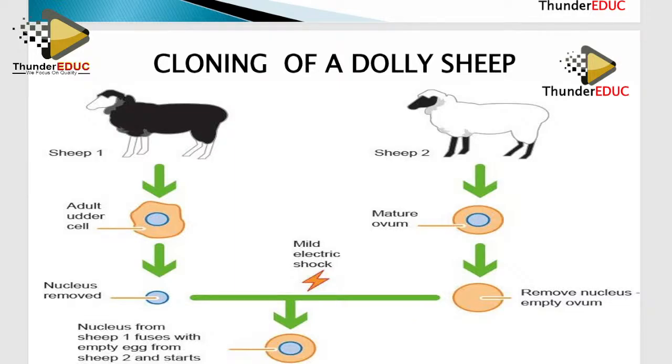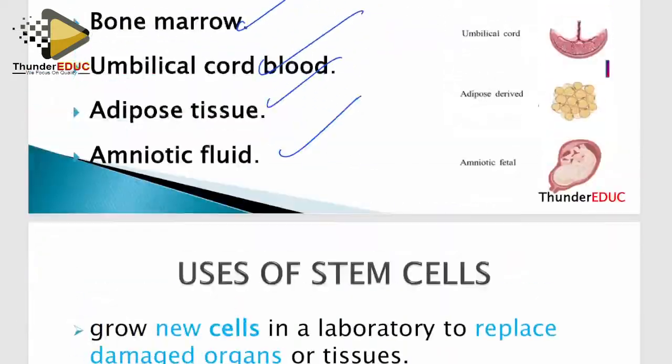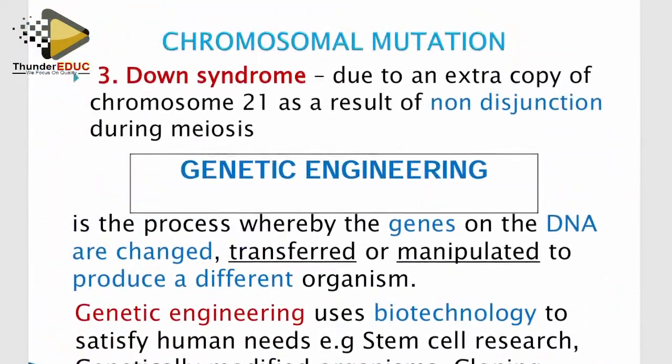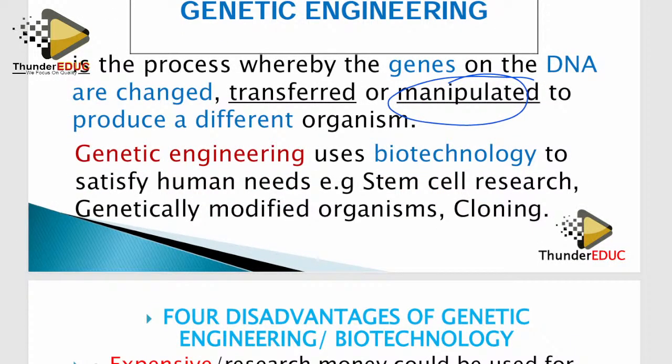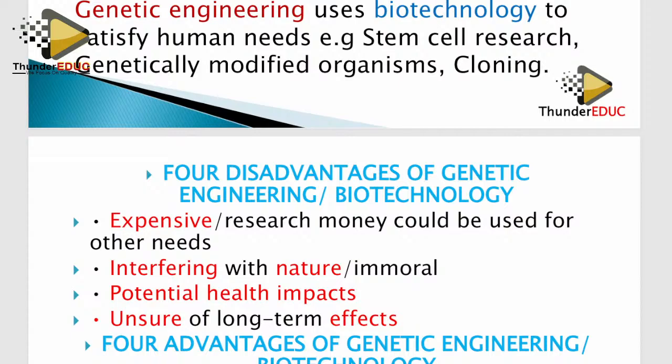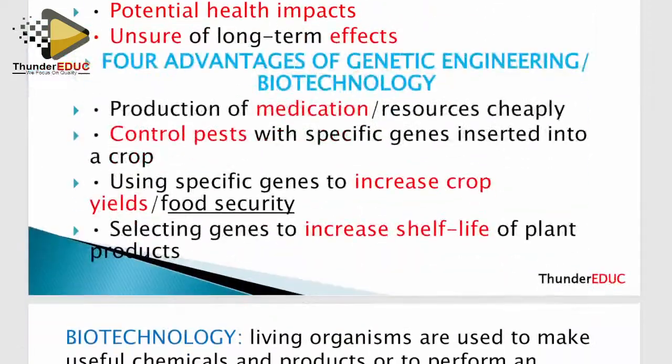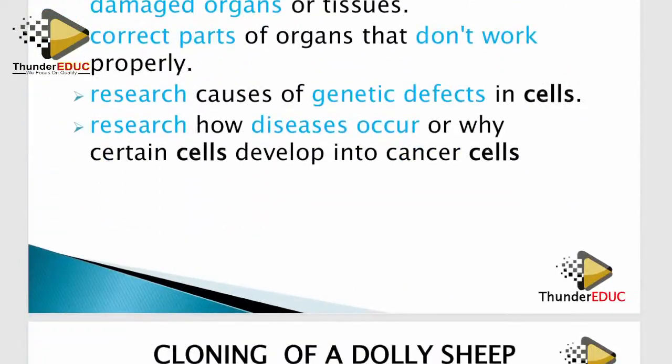Cloning, guys, please. What you need to know about the genetic engineering. Did I talk about it? Yes, it is here. Whenever you talk about genetic engineering, it must include the word manipulation. When you say engineering, you are manipulating the genes. Is it clear? So when you're engineering a building, you are manipulating the plan on the paper into a full structure. Disadvantages: expensive, interfering with nature, and foreseeing long-term effects. Those ones, you know, guys. You can just read them.